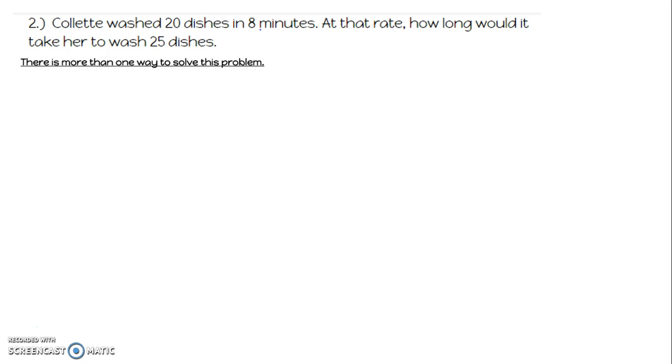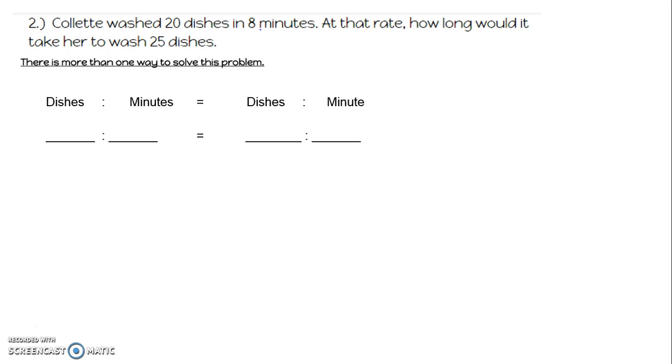There's several ways to go about this problem. I think I'll show it using your caret method and possibly using a double number line. You could also use a tape diagram. So let's start by using our caret method.